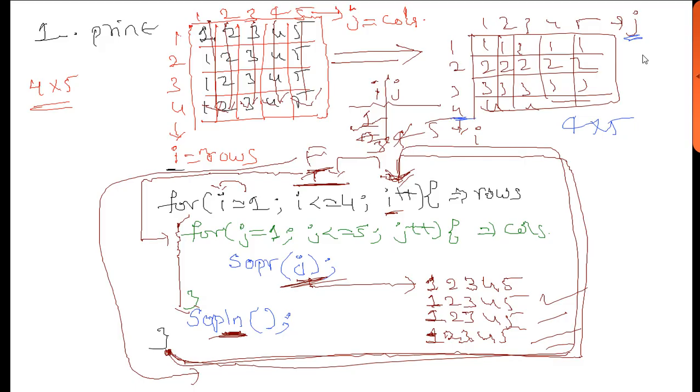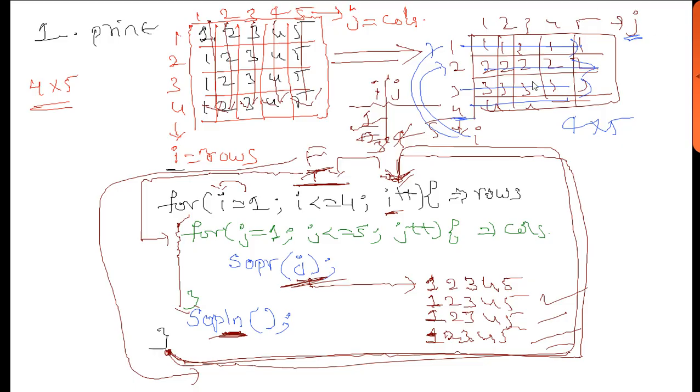But the thing here is the numbers. This row number is printing i. When i is equal to 1, 1 is printed. When i is equal to 2, 2 is printed, 3 is printed, 4 is printed. So in which order are the numbers? They are in row order. So this is called row order.